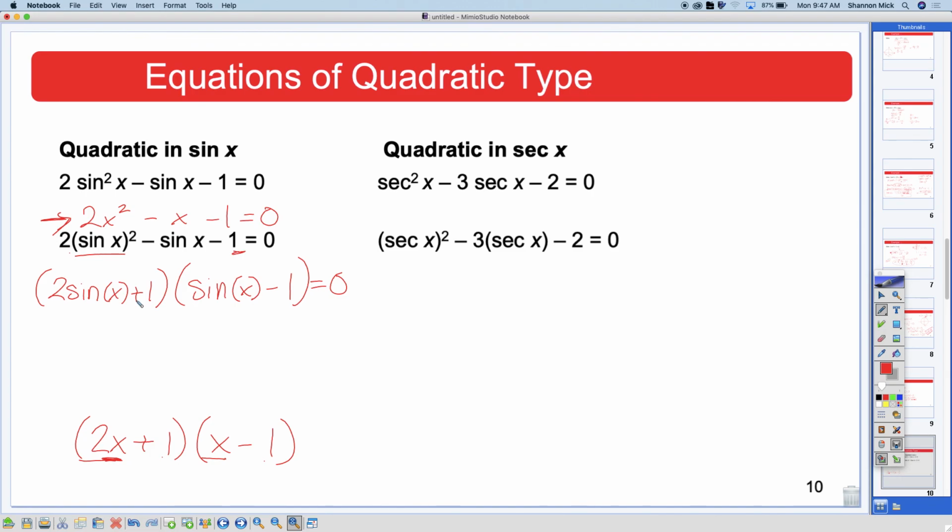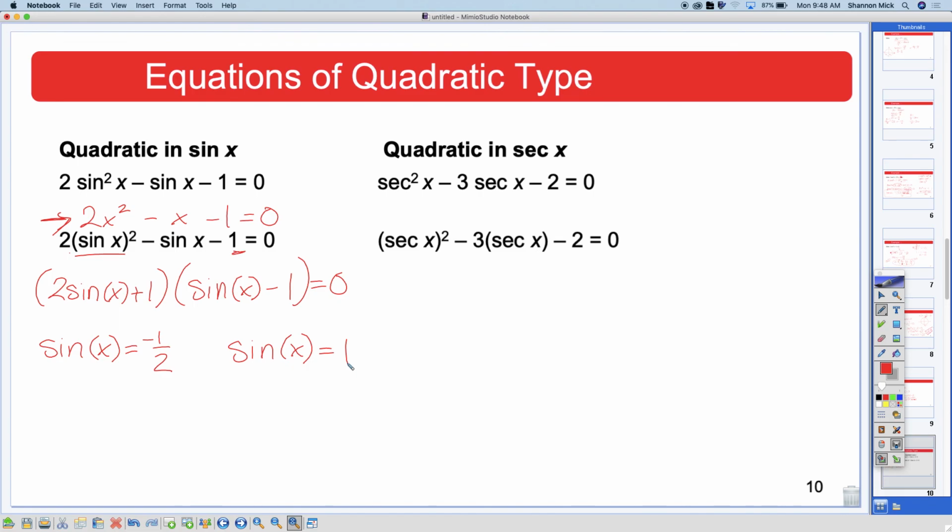So I'm going to erase this bottom so I have more room now. So now what am I going to do with both of those factors? Set it equal to 0. So this first one is going to be sine of x equals what? Negative 1/2. And the second one is going to be sine of x equals 1. Where'd you get 1/2? Minus 1 divided by 2.